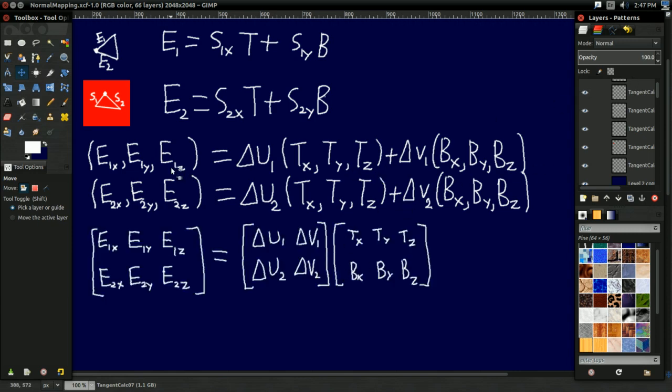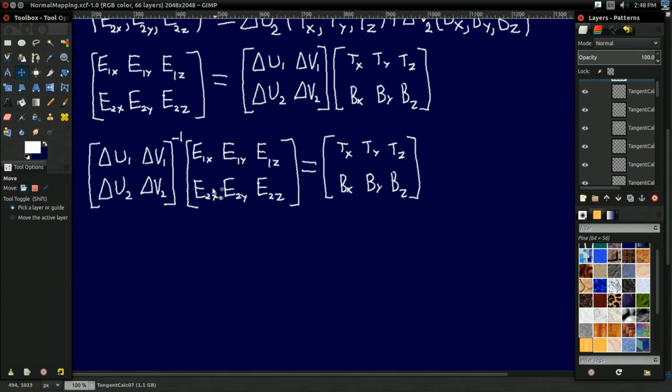But if you write it out like that, it makes it really easy to write this out as a matrix. So I've got all my edges, they're equal to my delta U, delta V, the difference in the texture coordinates, multiplied by the tangent and the bitangent. And at this point, the algebra to find what the tangent and bitangent should be is really easy. If you multiply both sides by the inverse of this UV matrix, you get the inverse of the UV matrix times the edges is the tangent and the bitangent. And that's the math, really.